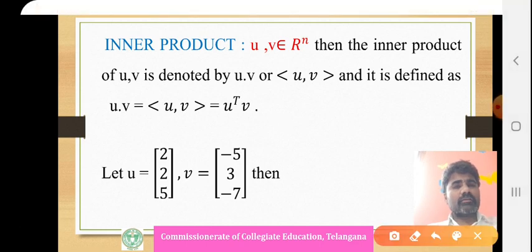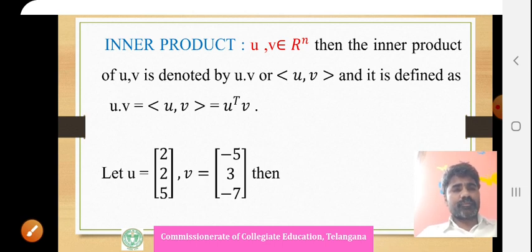This symbol, less than and greater than between u and v, is read as the inner product of u, v, and it is defined as u dot v, that is, the inner product of u and v is equal to u transpose v. Simply u dot v is u transpose v. That is called the inner product of two vectors in Rn.